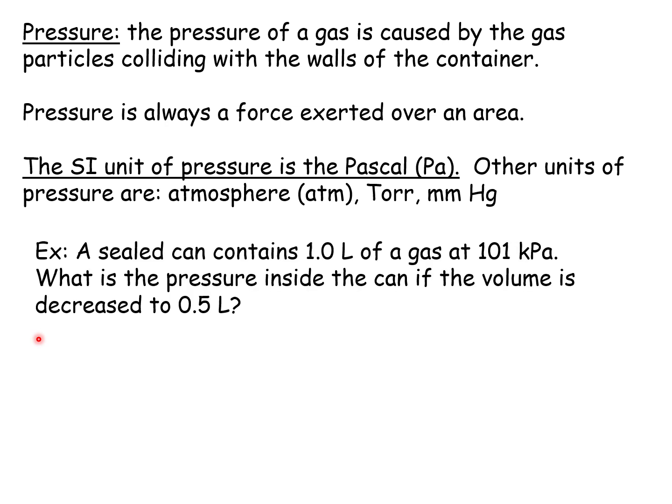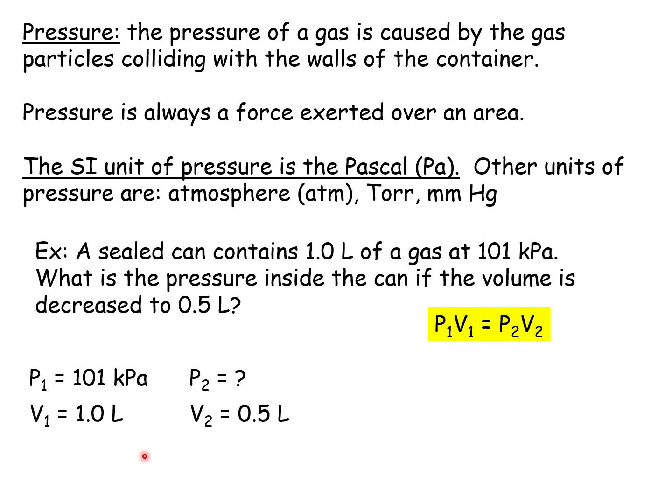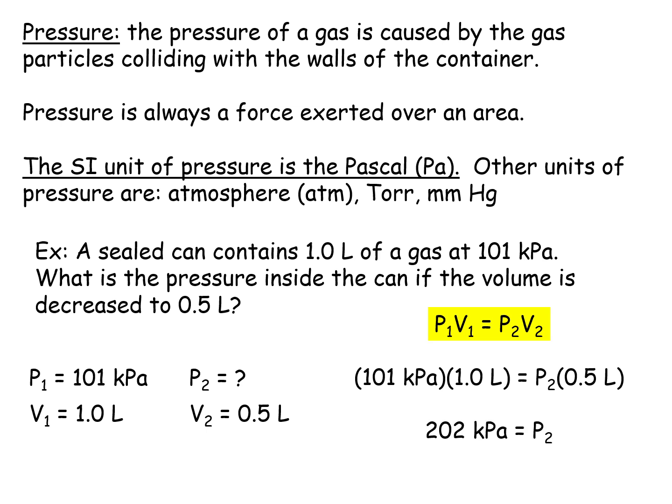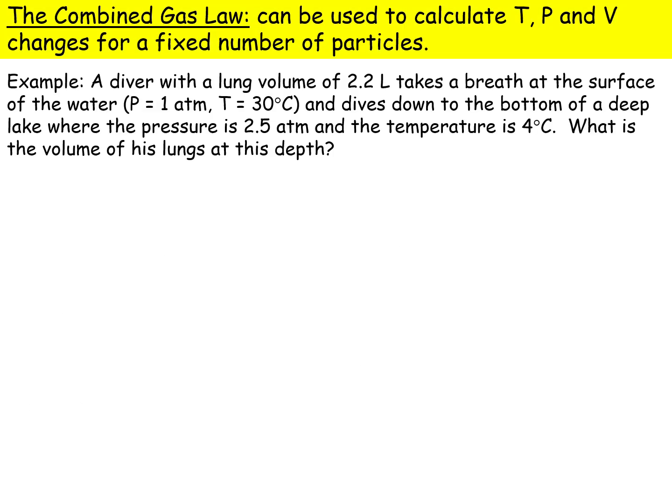So here's our example. We have a sealed can. It contains 1 liter of a gas at 101 kilopascals. So there's our V1, there's our P1. It wants to know what the pressure will be if the volume is decreased to half a liter. So there is our V2, and we're looking for P2. Write down all the numbers. I find it very helpful to get the numbers out of the word problem, because word problems tend to be a lot of visual noise and it kind of distracts people. So we plug the numbers in and solve for P2, and we get that as a result of cutting the volume in half, we have doubled the pressure.